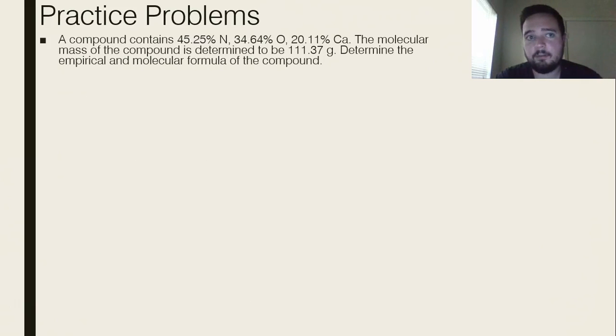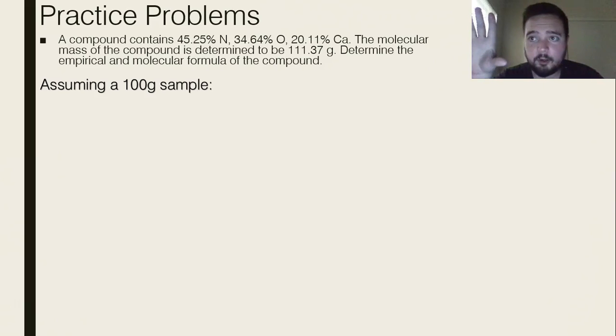So let's do an example. I have a compound that contains 45.25% nitrogen, 34.64% oxygen, 20.11% calcium, and the molar mass of the compound that I determined was 111.37 grams. Determine the empirical and molecular formula of the compound.